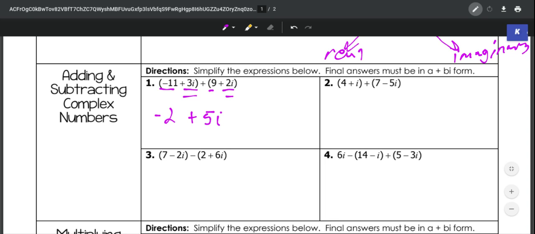Actually, when I added them up on my paper, I got 6. I don't know. So that's how our answer is written. Make sure that you always put the i term second. Okay.